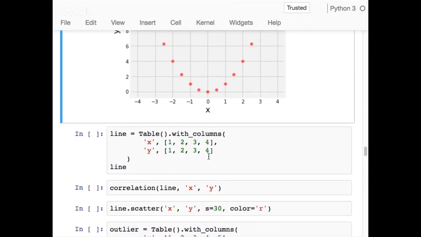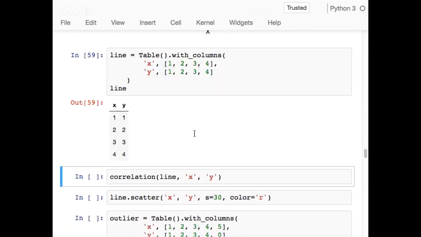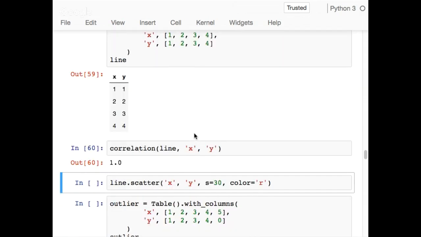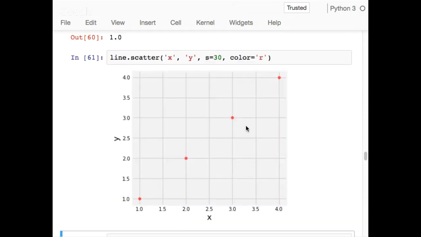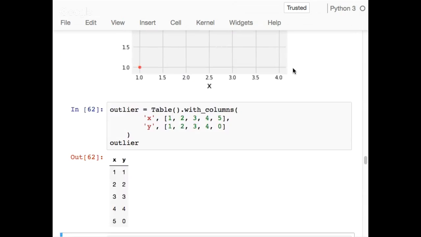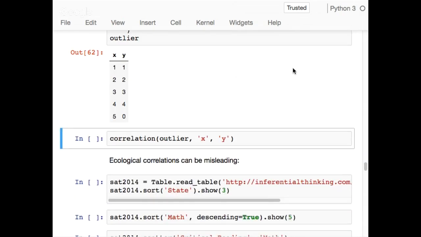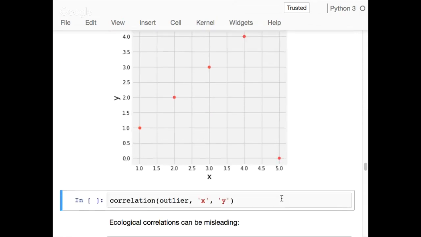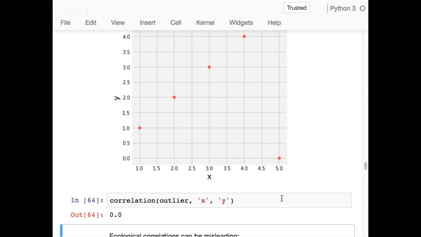Okay. So here I have a perfect line, which means that my correlation should be 1. Yes, excellent. And indeed, plot that. Perfect line, correlation is 1. I'm going to take that line and add 1 outlier. I'm going to put this here, 1 outlier. Okay, same line with 1 point down here, and now my correlation dropped to 0.